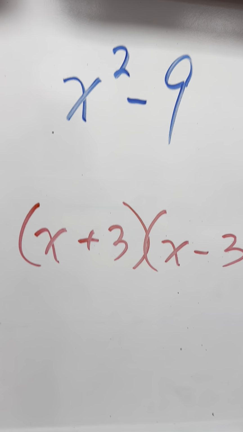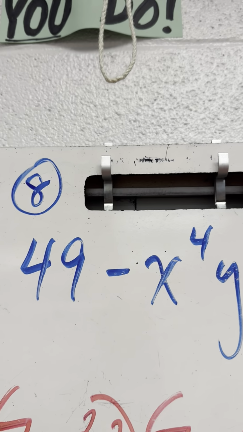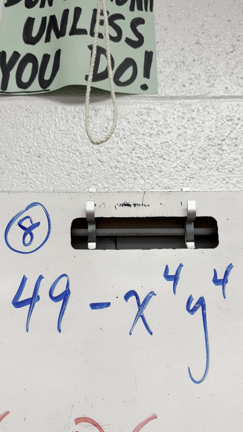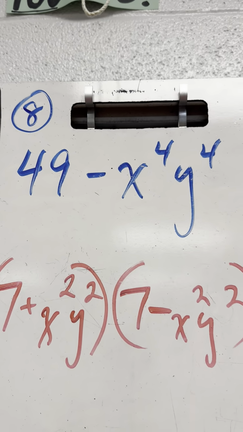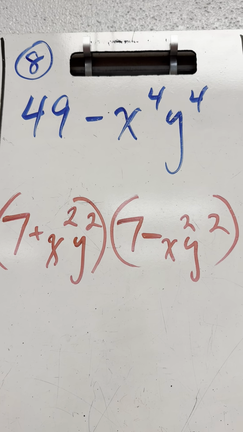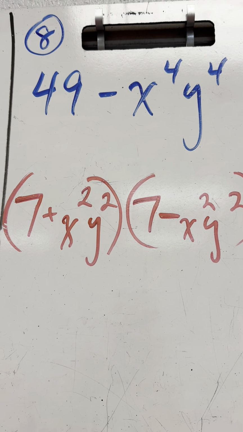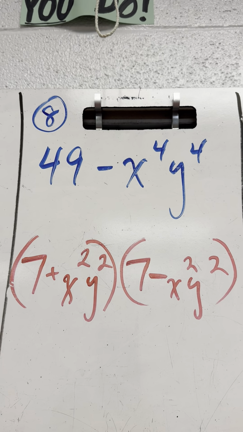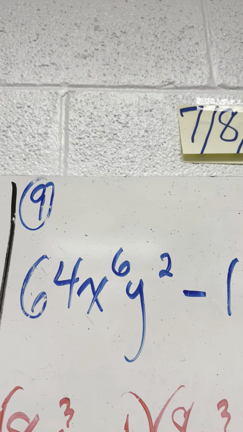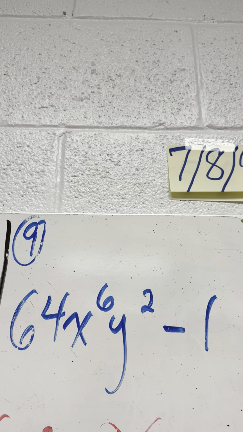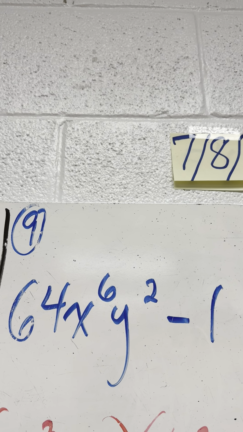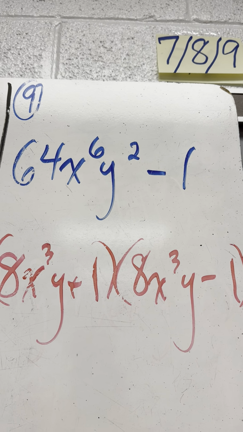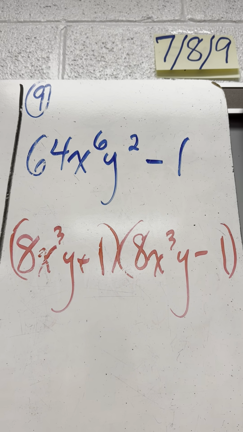So to take that one step further, we're going to say 49 minus x to the fourth y to the fourth. What times what makes 49? 7 times 7. What times what makes x to the fourth y to the fourth? X squared y squared. One's plus, one's minus. What times what makes 64? 8 times 8. X to the 6th, y to the 2nd is x to the 3rd, y. What times what makes negative 1? Positive 1, negative 1.